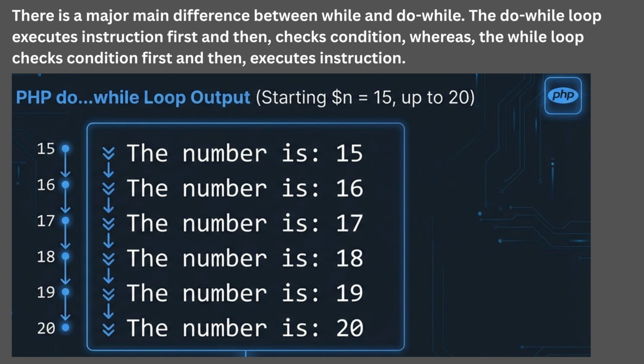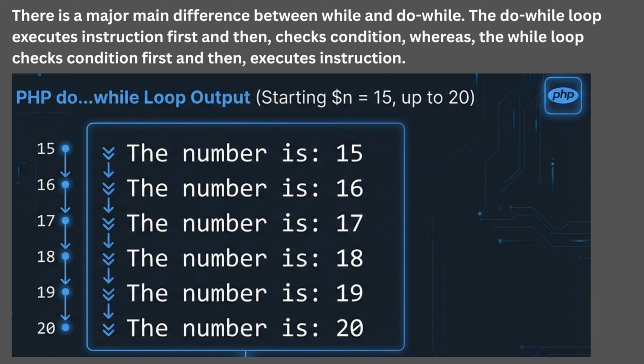To wrap up the concept of the do-while loop, let's highlight the most important difference between the while loop and the do-while loop. This difference is not only simple, but also extremely important for beginners to understand, because it affects how your program behaves in real situations.